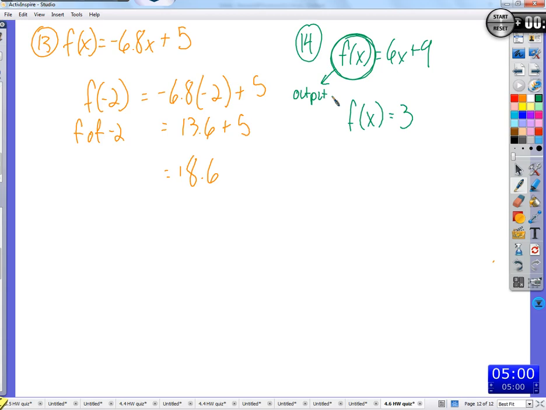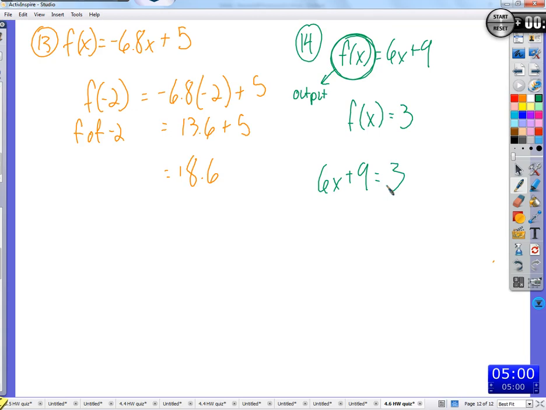X means input, y means output. X means input, f of x means output. This is just what you get out. So what I get out is 3. So we could write this: 6x plus 9 happened, and then what did we get as a result? We got 3. So when I say f of x, that whole thing is 3. I'm saying the output is 3.